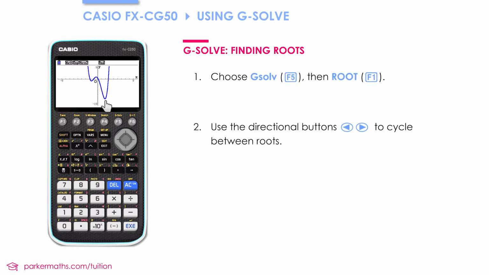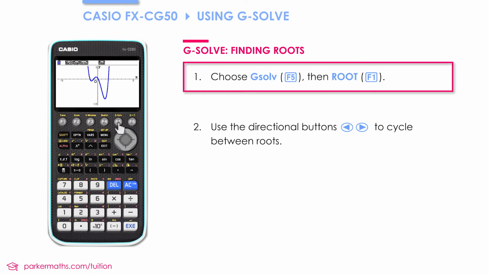The first gsolve function we're going to use is to find roots. So we press F5 for gsolve and then F1 for root. That finds us the first root on the curve here at x equals minus 1.90.